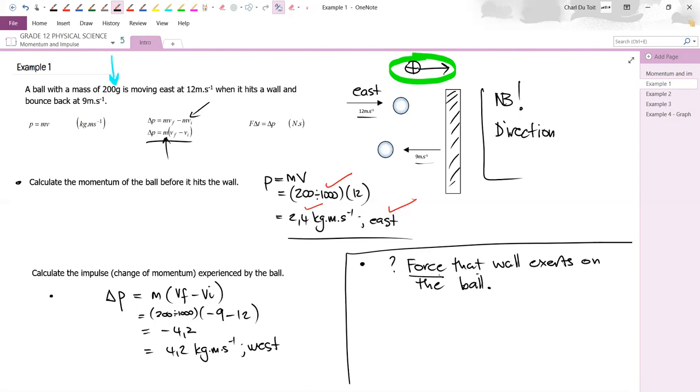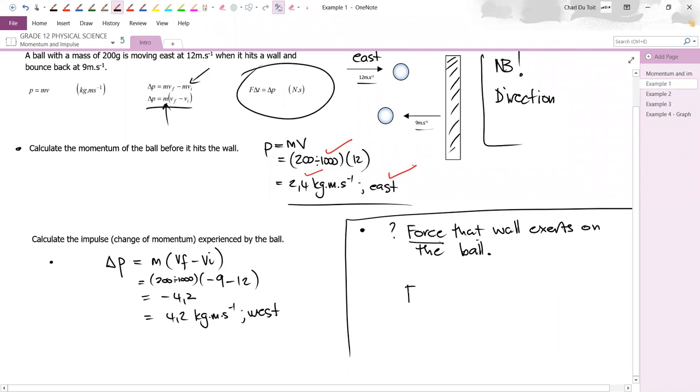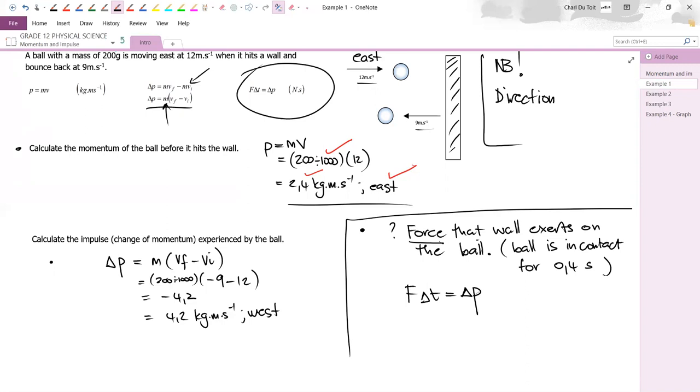You have a force formula. It says the force times delta T equals delta P. In other words, for us to answer this, I must also tell you that the ball is in contact for 0.4 seconds. So the tennis ball, for instance, is in contact with the wall for 0.4 seconds. That's actually a lot. So you have to have that contact time, and that delta T is the contact time.